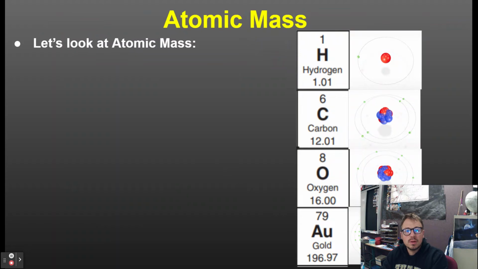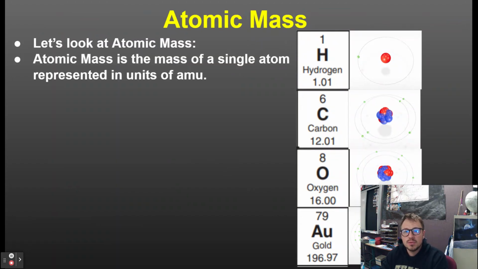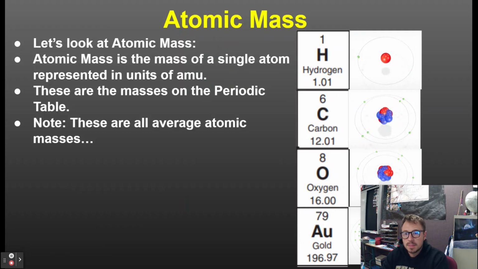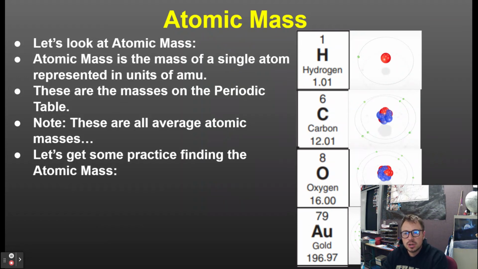All right, so let's just take a look at atomic mass. Now, we've already looked at atomic mass before. It is the mass of a single atom represented in units of AMU, or atomic mass units. Now, these are the masses on the periodic table. These are all average atomic masses based on the number and percentage of isotopes. But let's get some practice finding the atomic mass.